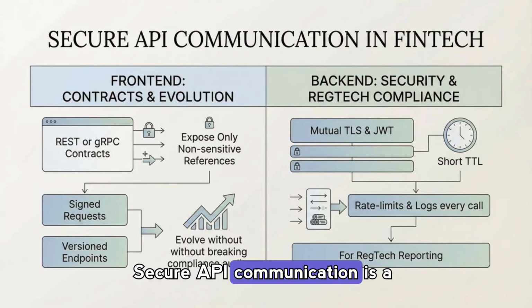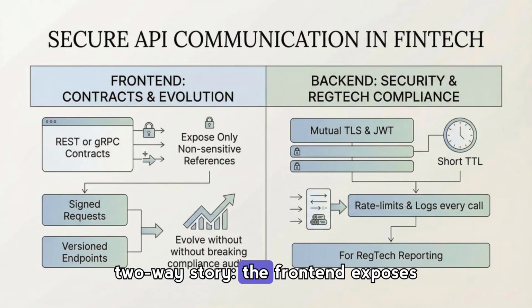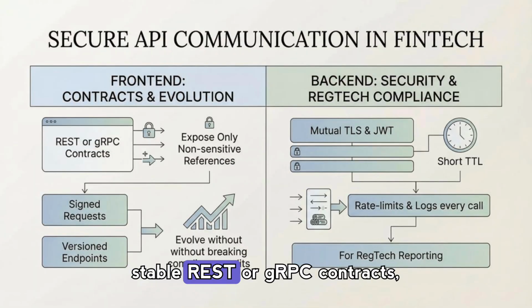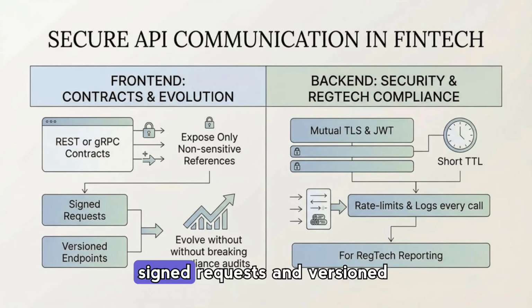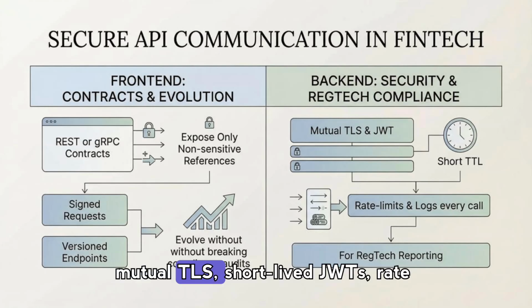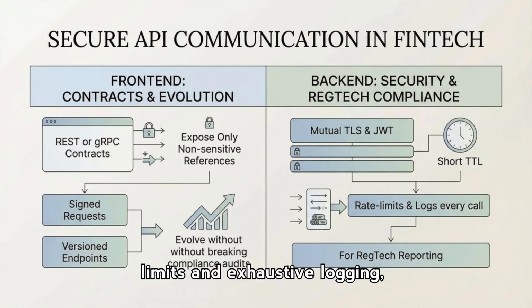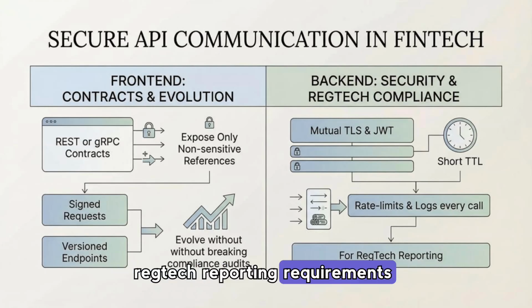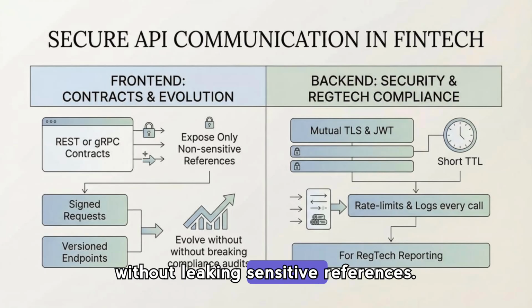Secure API communication is a two-way story. The front end exposes stable REST or gRPC contracts, signed requests, and versioned endpoints so clients can evolve safely, while the back end enforces mutual TLS, short-lived JWTs, rate limits, and exhaustive logging, ensuring each call is authenticated, auditable, and compliant with RegTech reporting requirements without leaking sensitive references.